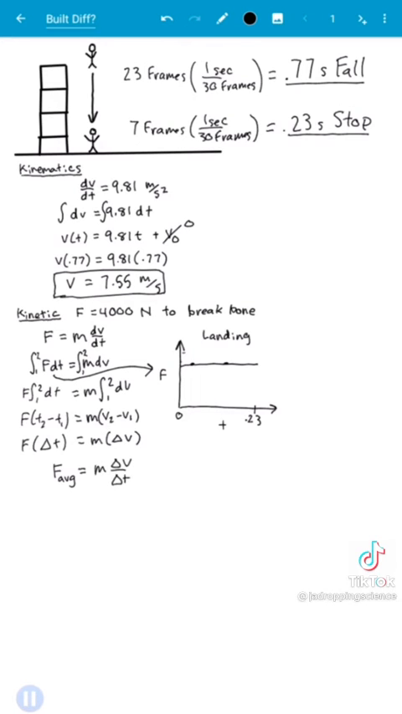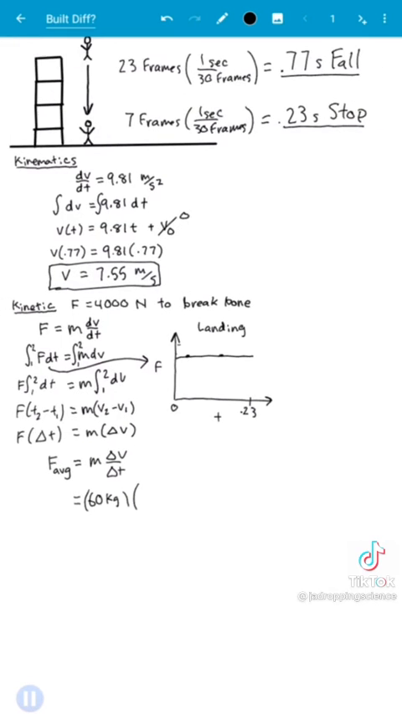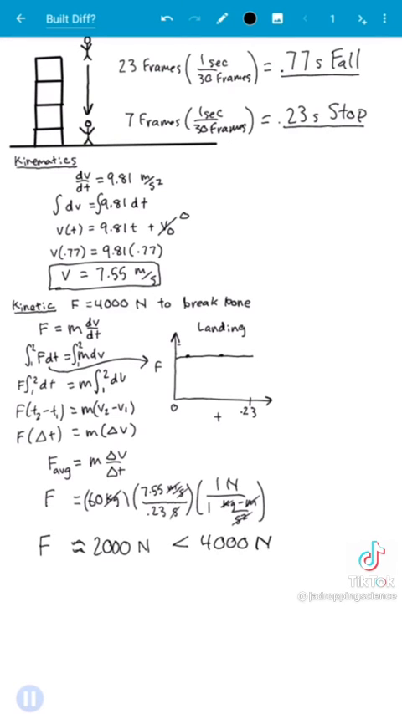The dude in the video is pretty short, no offense, so I'm going to guess around 60 kilograms. I could be off though. So 60 kilograms times 7.55 meters per second divided by our stopping time, 0.23 seconds, and then the units check out. So if he's able to distribute the impact evenly with time, his body only experiences about 2,000 newtons of force, which is much less than the 4,000 needed to snap an average person's leg.